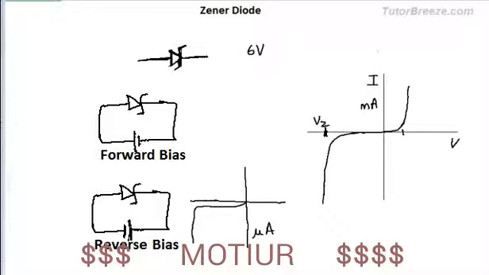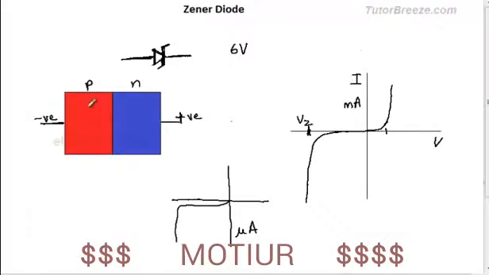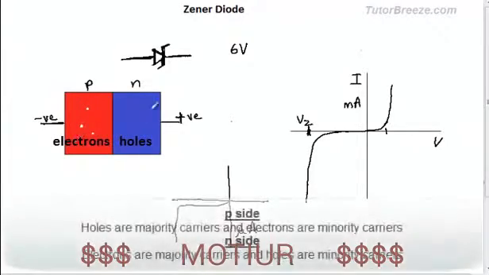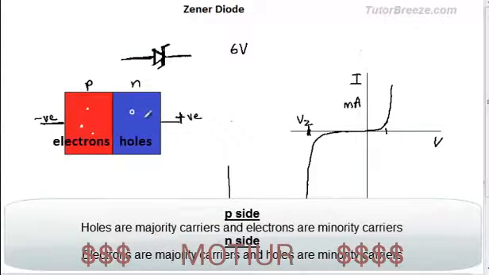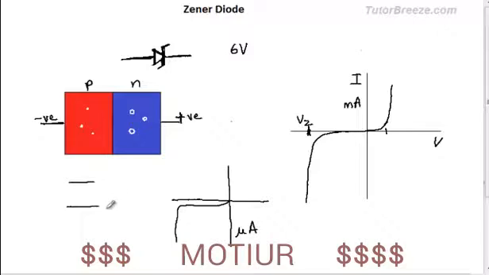Now what do we mean by minority carriers? There is an extremely small concentration of electrons on the P side and holes on the N side. These are thermally generated minority carriers, which means if the temperature is increased, the concentration of these carriers will increase, because in that case you will have more electrons which will move from the valence band to the conduction band.